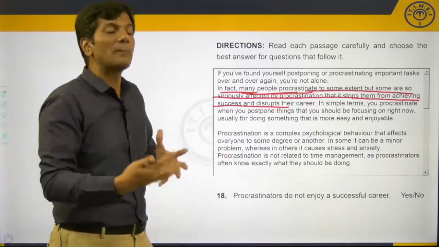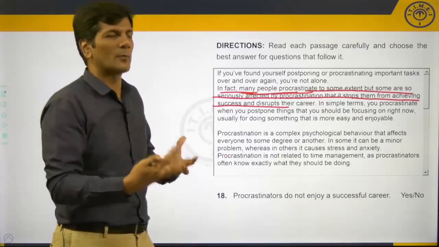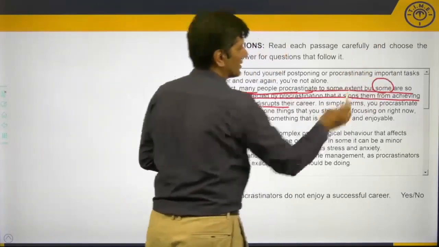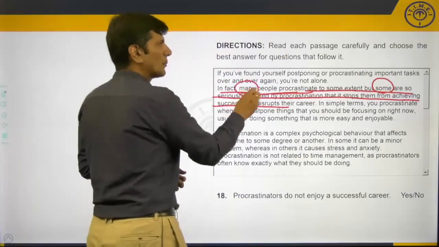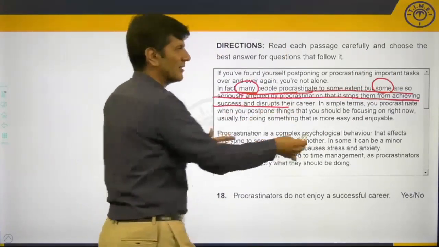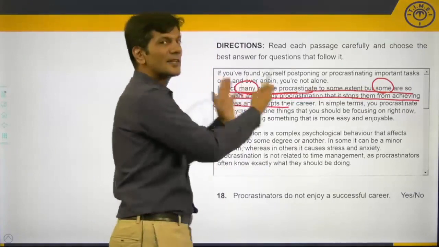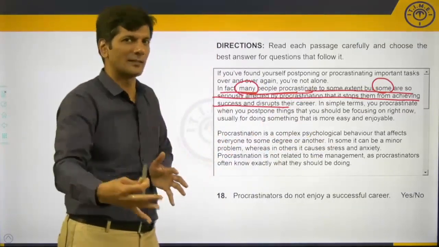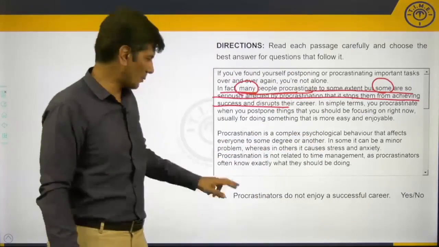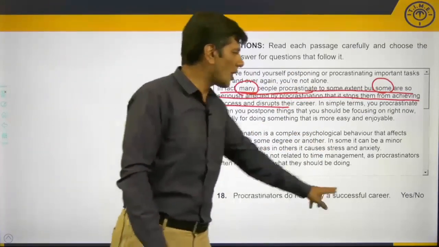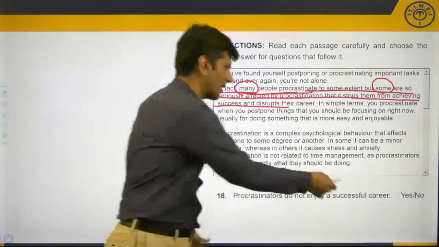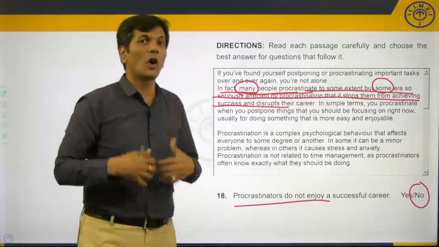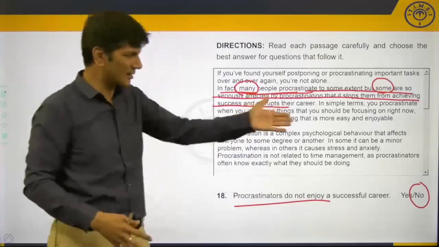So how many people get affected by procrastination? Pay close attention to quantifiers. Many people procrastinate to some extent, but some are so seriously affected. Not all those who procrastinate get affected. So pay close attention to quantifiers. What does it say? Procrastinators do not enjoy a successful career clearly is a no, because this is being very, very categorical about all procrastinators. Hence, the answer is a no.